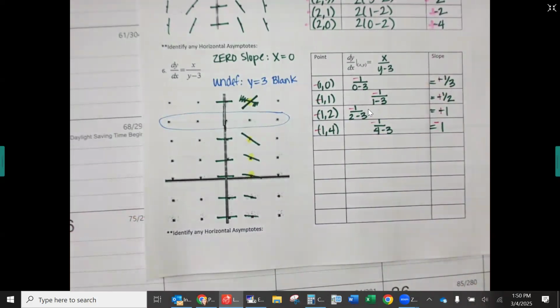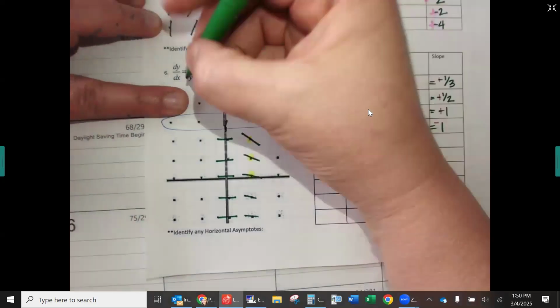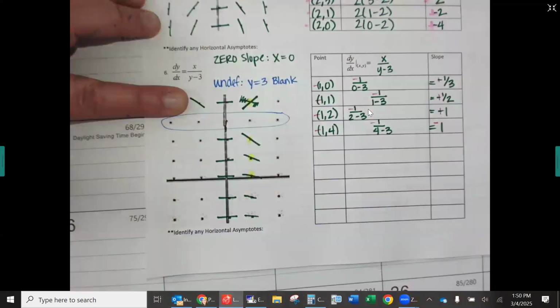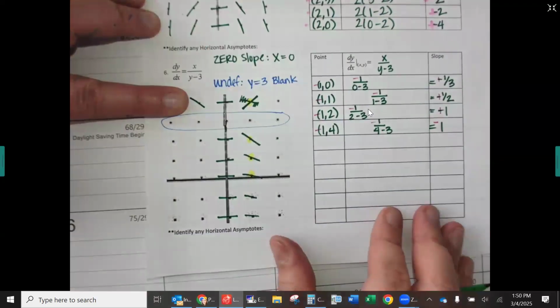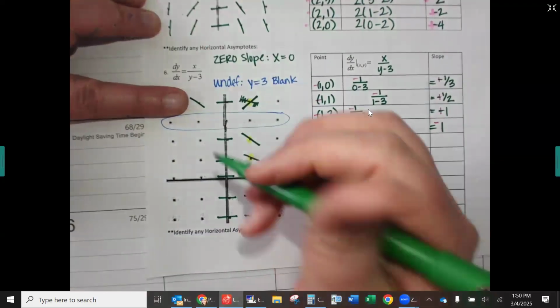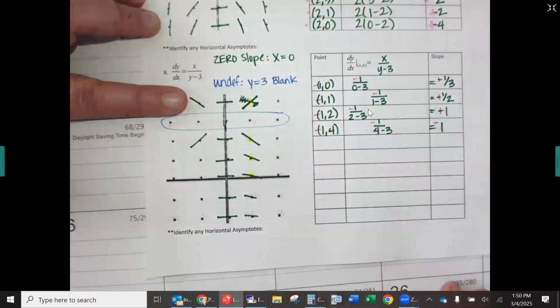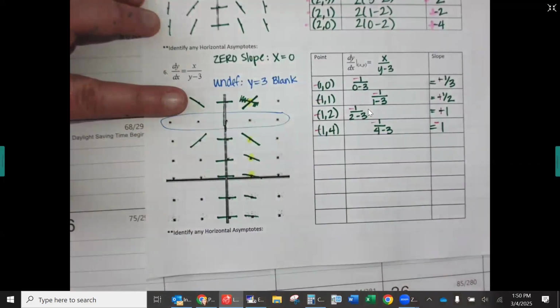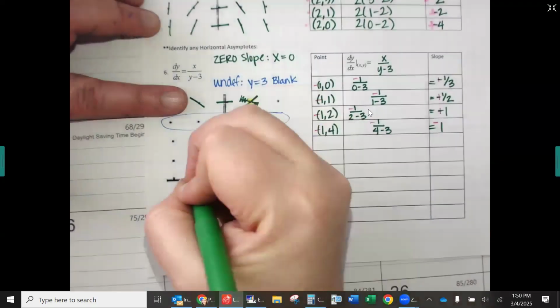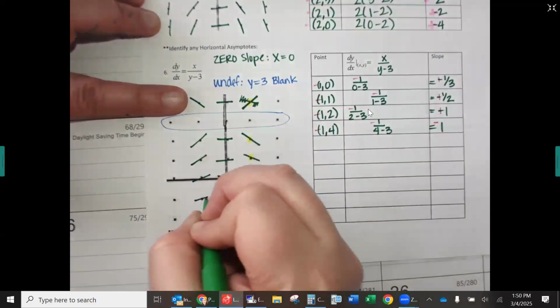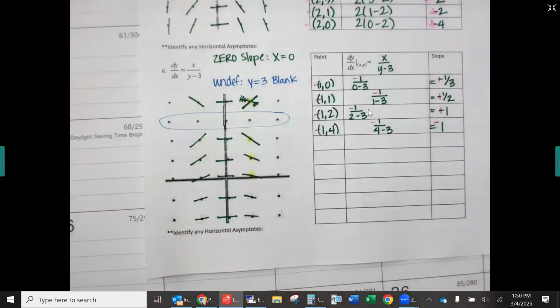So this was a perfect uphill diagonal. Now this is going to be a perfect downhill diagonal. This was a perfect downhill. Now this is a perfect uphill. And then remember, as I move away from that flat blank spot, it should get flatter. So I'll go flatter, flatter, flatter, flattest.